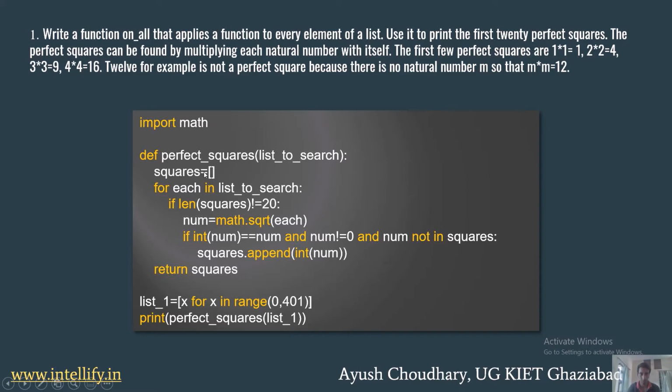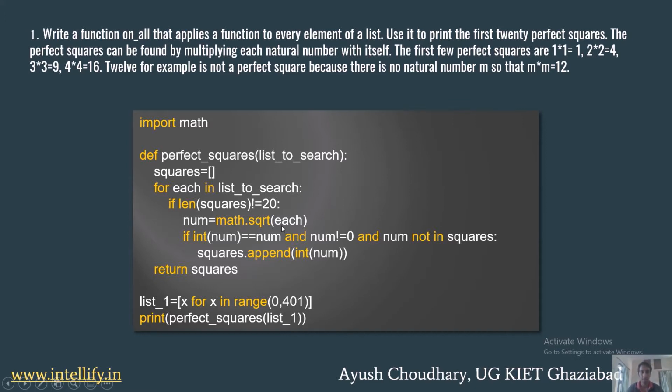Now we have the function here. In the function we have passed the list, and we have defined another list. We go through the list with this for statement, and after that we have defined an if condition: length of squares not equal to 20. What does that mean? Since we were told to put only the first 20 elements in squares, we have to define the constraint here.